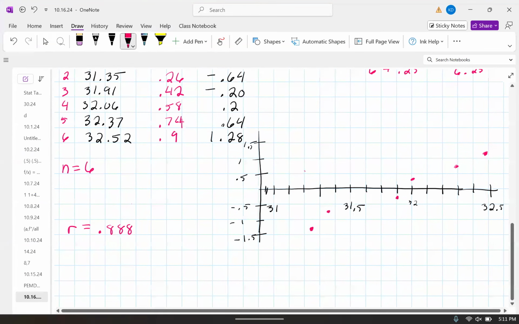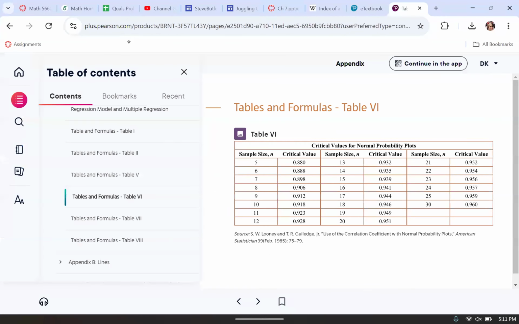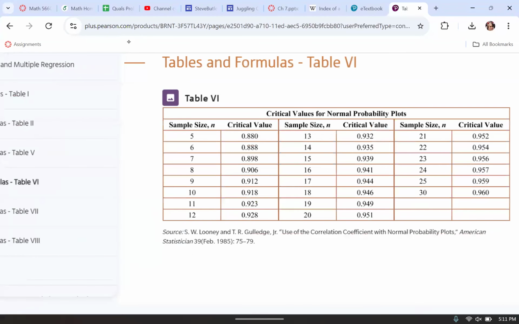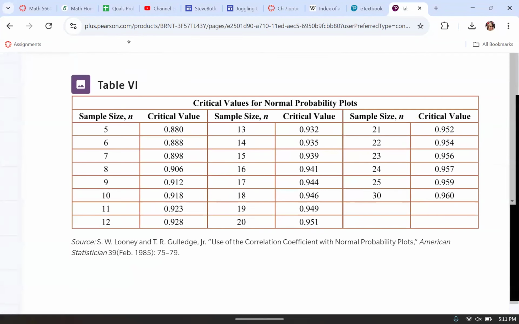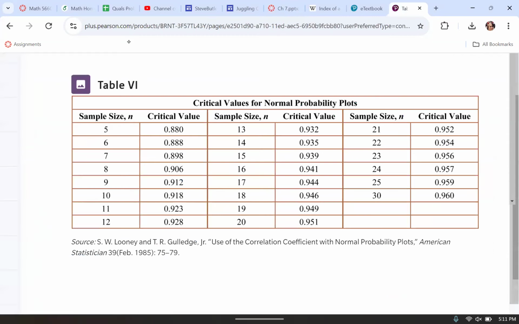Now we have to decide, is this good enough? How we decide that is we go back to our tables, and now we look at this guy over here. Or no, sorry, I switched it. So our sample size is 6. Our critical value is 0.888. So our other number was what we should have used. Scribble that down too. Okay, our data value is 0.970. So we take the critical value, which is 0.888.